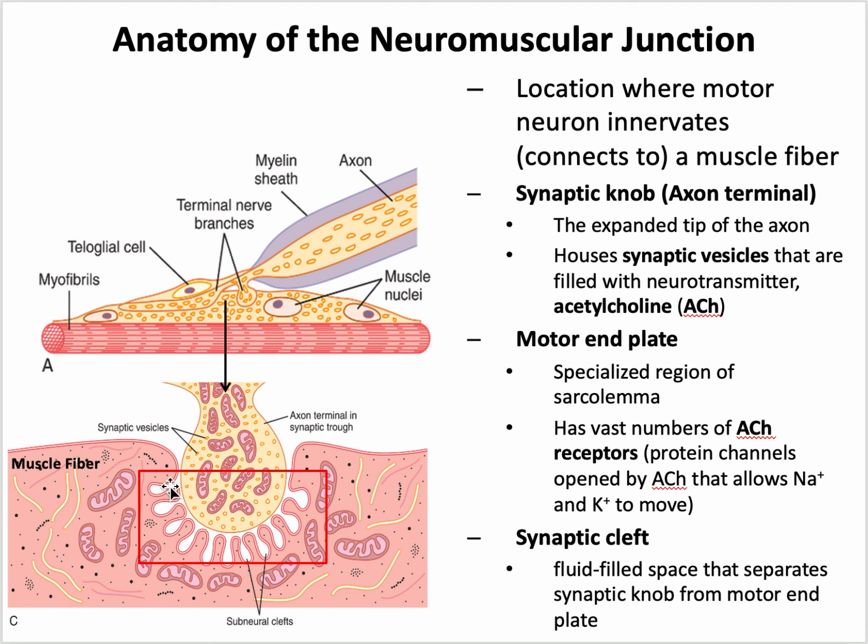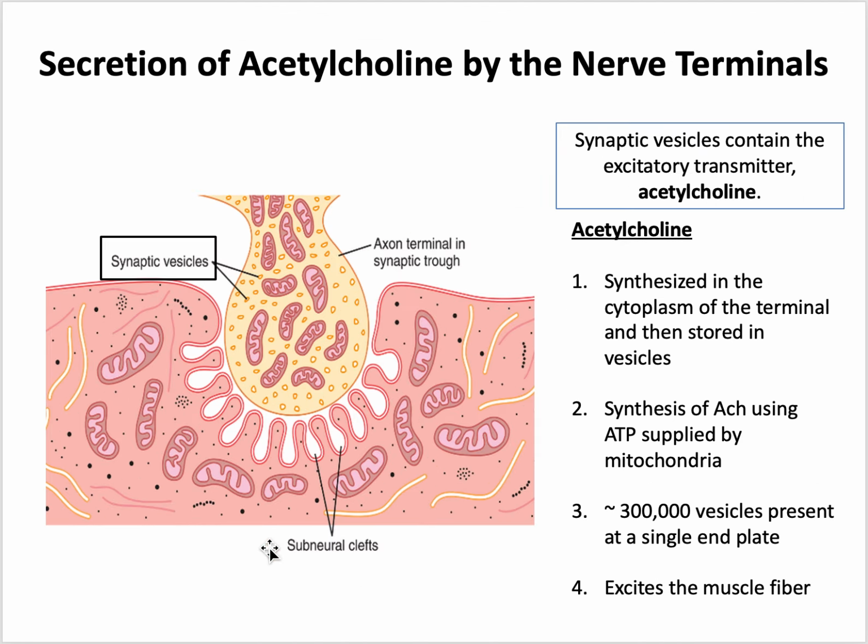Now, the space between the synaptic terminal, or the axon terminal, the synaptic knob, and the motor end plate is the synaptic cleft, and that space is where the acetylcholine will diffuse across. It's only a few nanometers, 20 to 30 nanometers wide, and that acetylcholine will diffuse across the synaptic cleft and again bind to those acetylcholine receptors on the motor end plate. So, a little microanatomy of the neuromuscular junction.